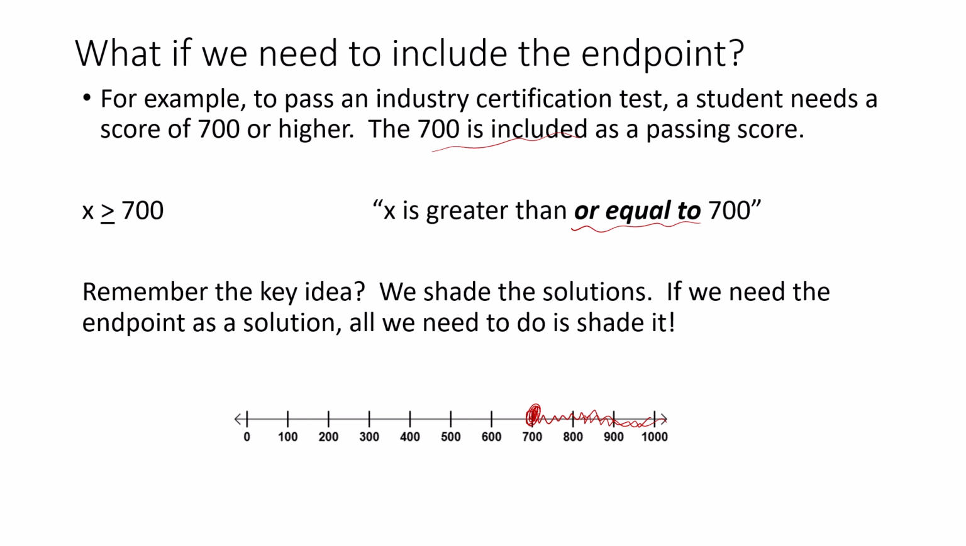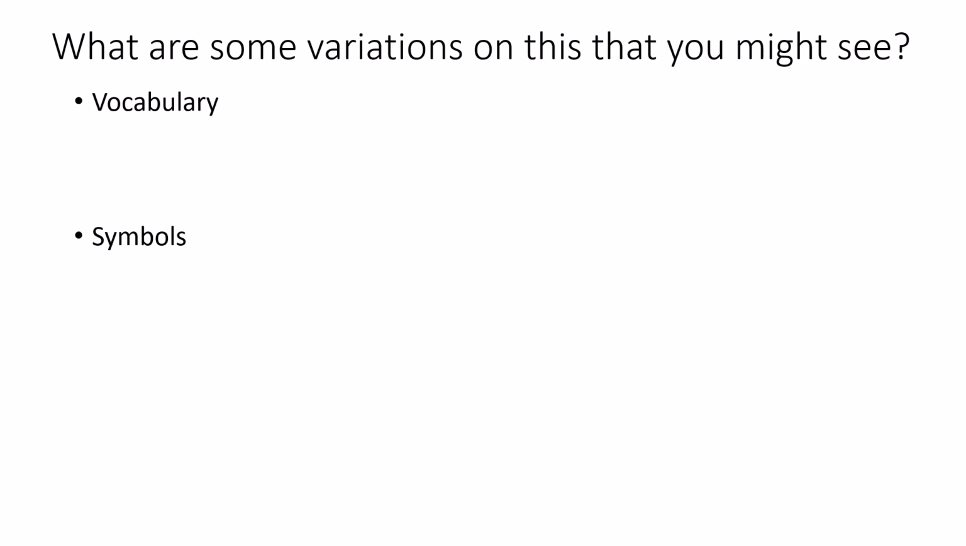So you should not be trying to memorize something like, if it's got the line under it, then I color it in, and if it doesn't have the line under it, I don't. We want to remember what that line represents. It represents essentially the bottom half of an equal sign. It means or equal to. And if it could be equal to, then it is included in our solution. And so we shade solutions. That's why we're shading it. Okay, hopefully that clears up that misconception.